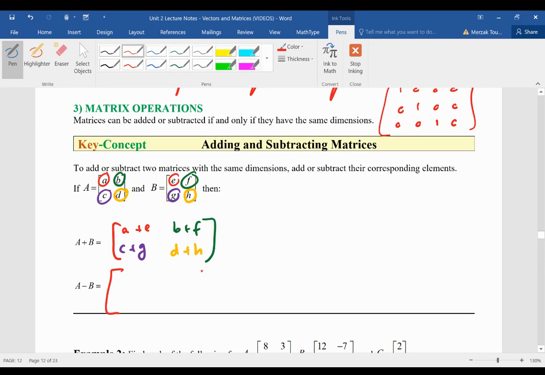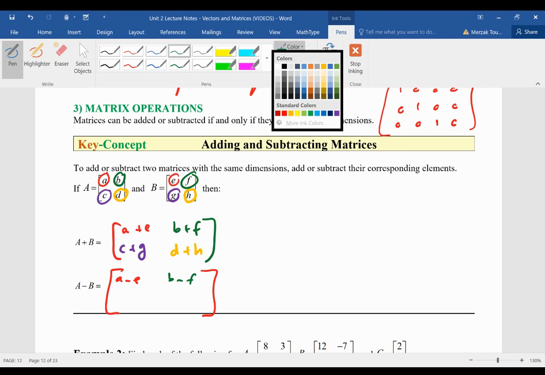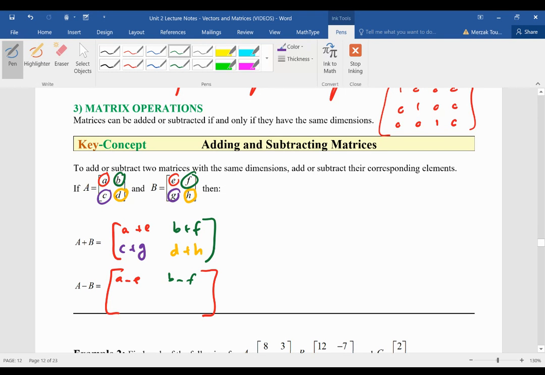If we do matrix A minus B, it's the same thing, you just subtract. So A minus E, and then B minus F, and then C minus G, and then D minus H.